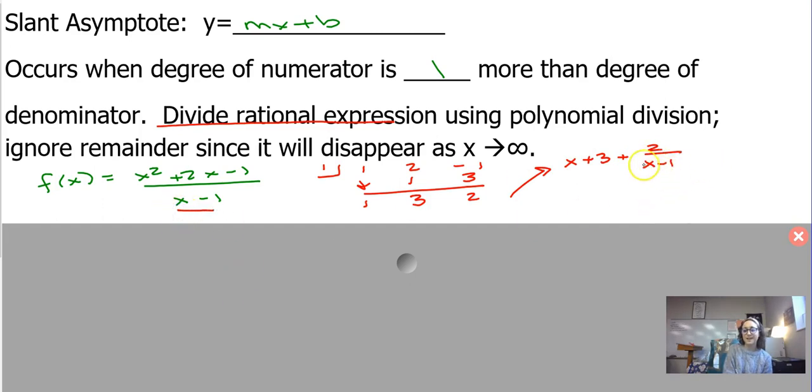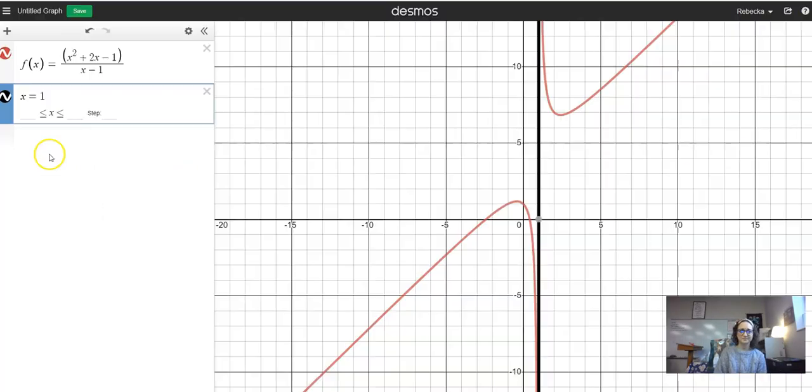Well, think about this. Remember we talked about this as the denominator gets bigger and bigger and bigger as x approaches infinity or negative infinity. As this just grows, the absolute value of it grows, then that whole fraction is going to go away. It's going to approach 0. So that's why I can ignore my remainder. And my slant asymptote is this. It's going to be y equals x plus 3 in this case. Okay, my mx plus b. Let's take a look and see if it matches our graph.